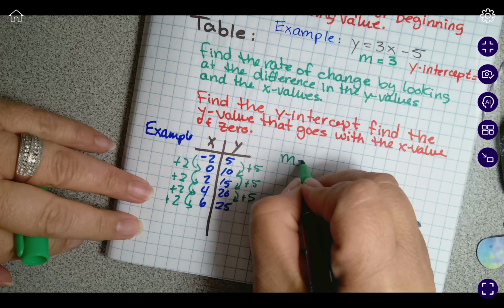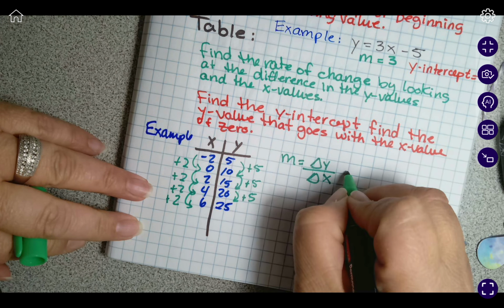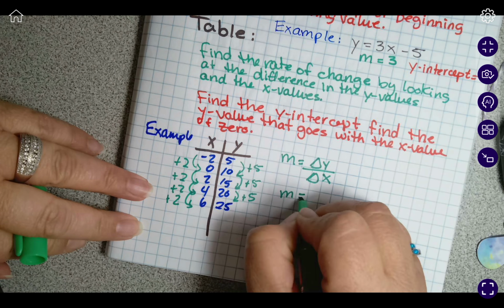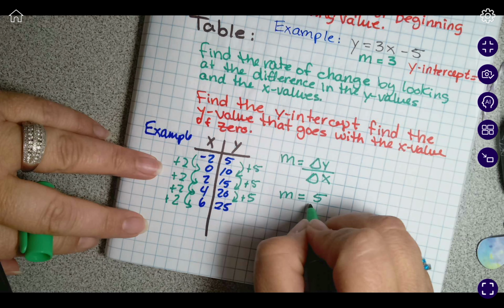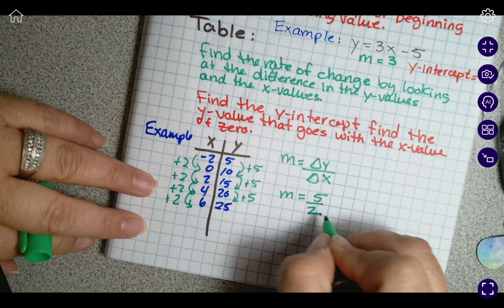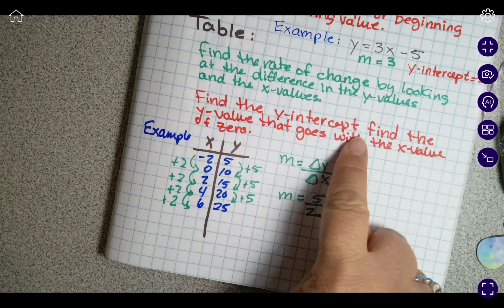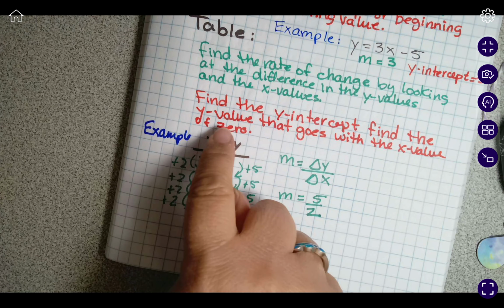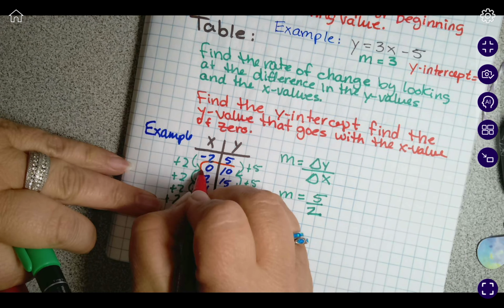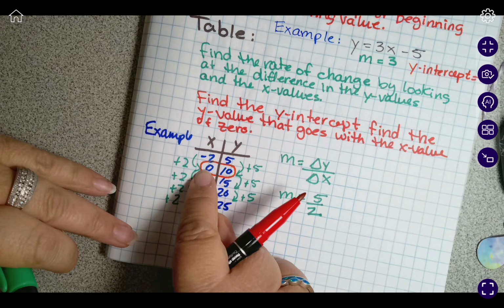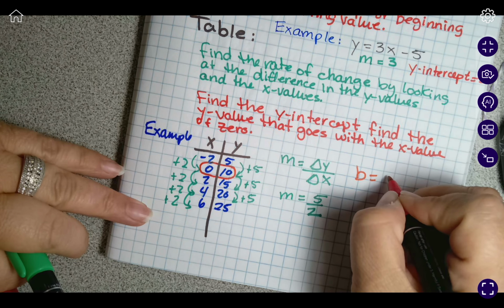So your slope, you say the change in the y values divided by the change in the x values. The change in the y values is 5. The change in the x values is 2. So that's your slope. To find the y-intercept, find the y value that goes with the x value of 0. So here's my x value of 0, and 10 goes with that. So my y-intercept, or b, is equal to 10.